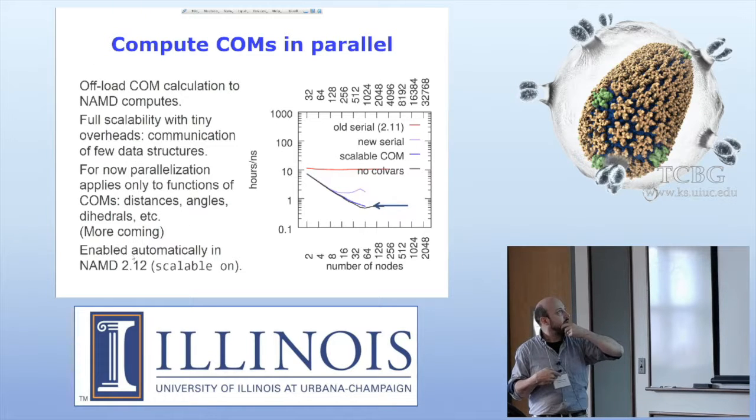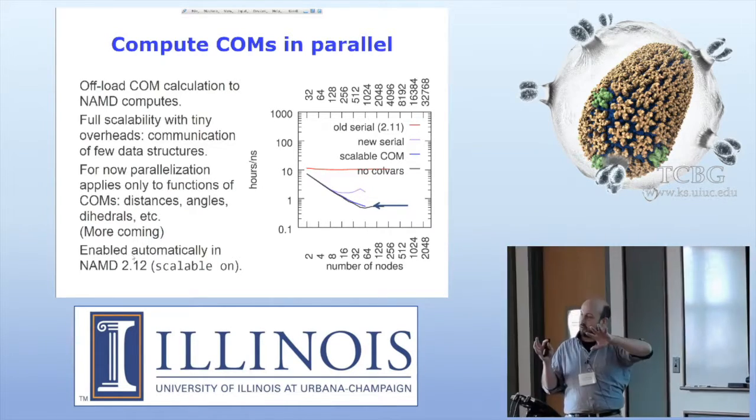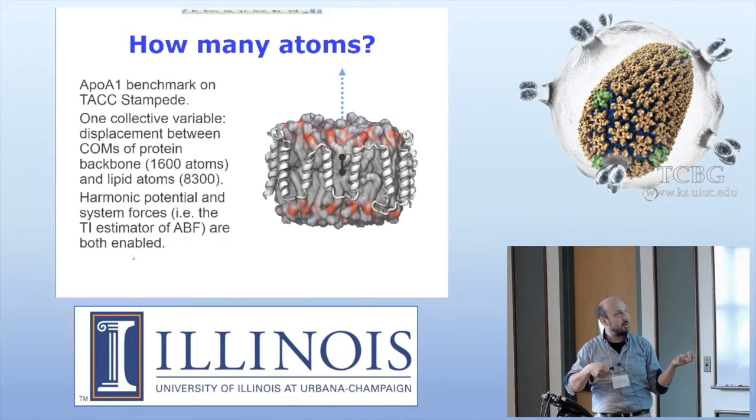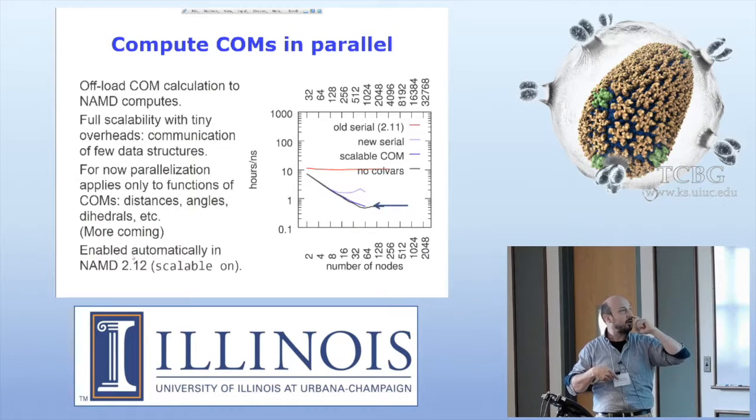One thing that you want to take into account is that some variables, if they're defined on centers of mass, from NumD 2.12 and later, offload the calculations of the centers of mass to NumD, and then this is done in parallel. So they're actually quite scalable here. Basically, if you have a distance between two large groups like this system, the distance between the center of mass of the protein and the membrane, it should scale relatively well with NumD 2.12.